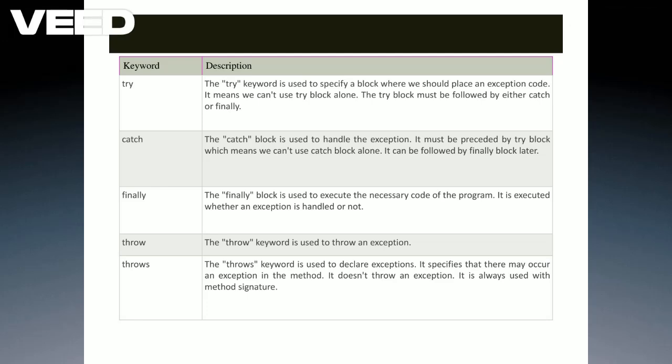Now we are going to see about what is catch. The catch block is used to handle the exception. It must be preceded by a try block, which means we cannot use a catch block alone. It can be followed by a finally block later. The finally block is used to execute the necessary code of a program. It is executed whether an exception is handled or not.